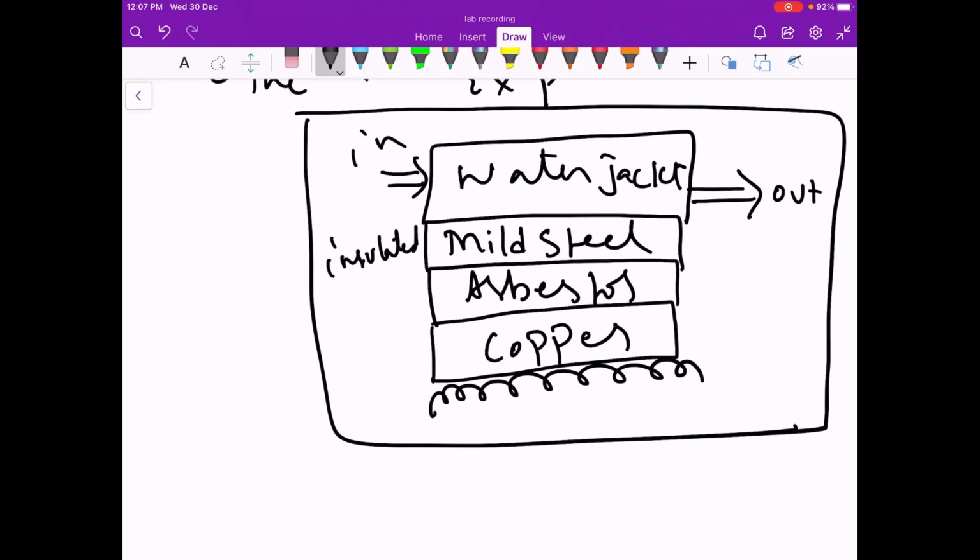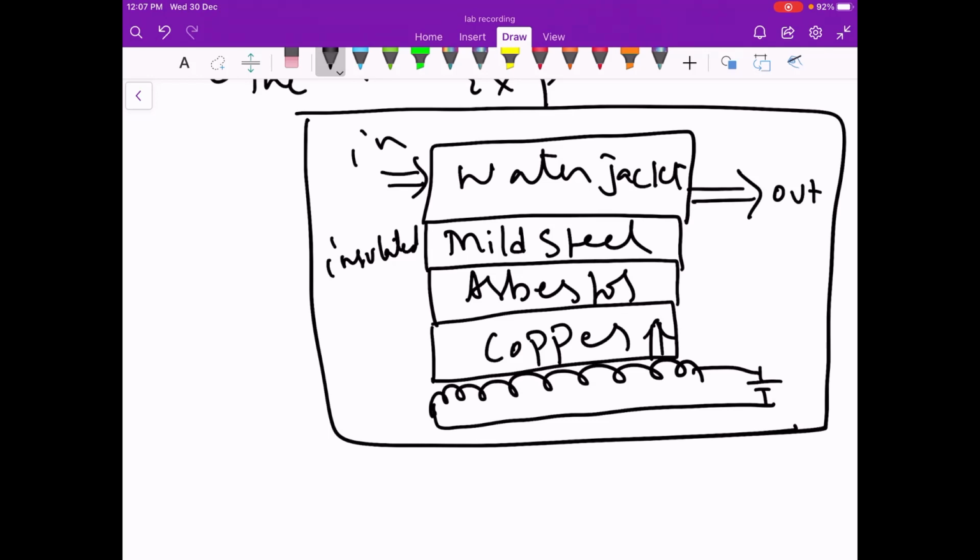Now basically how you have to carry out the experiment is, this is connected to the mains, and you will be maintaining a certain voltage and amps so that you give the required heat input. So heat will be flowing from the bottom, and whatever heat is conducted through copper, asbestos and mild steel is convected out by maintaining the circulation of water on top of this setup. You will also be noting down the inlet temperature and outlet temperature of the water, and whatever heat you are supplying in.